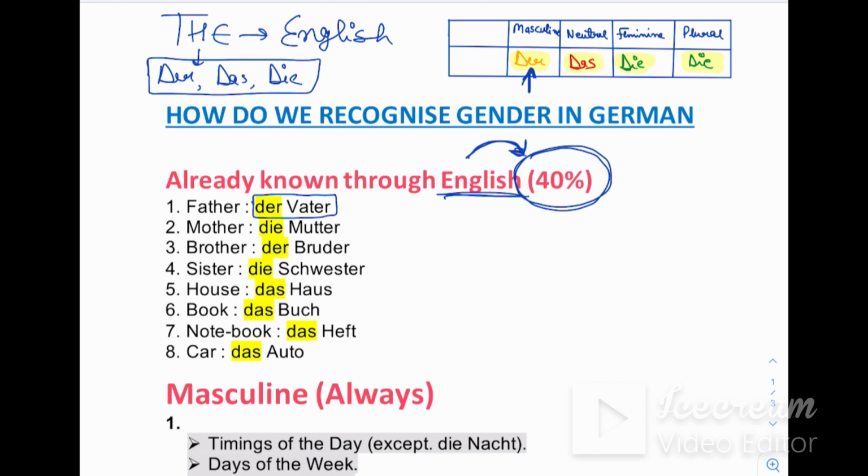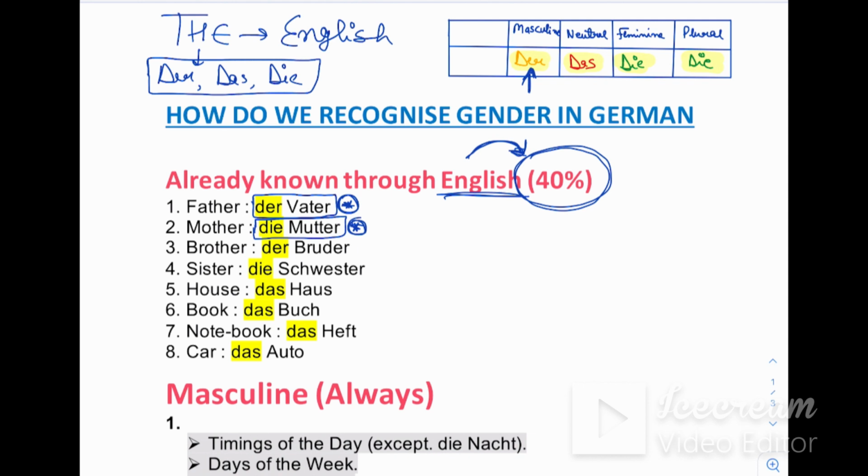Der Vater means the father. So this thing is clear from our English language. It's masculine. Can mother be masculine or neutral? No, it's feminine. That's why we put here die. You can see here, die, feminine. And for masculine, der Vater. Okay, these 2 points clear.